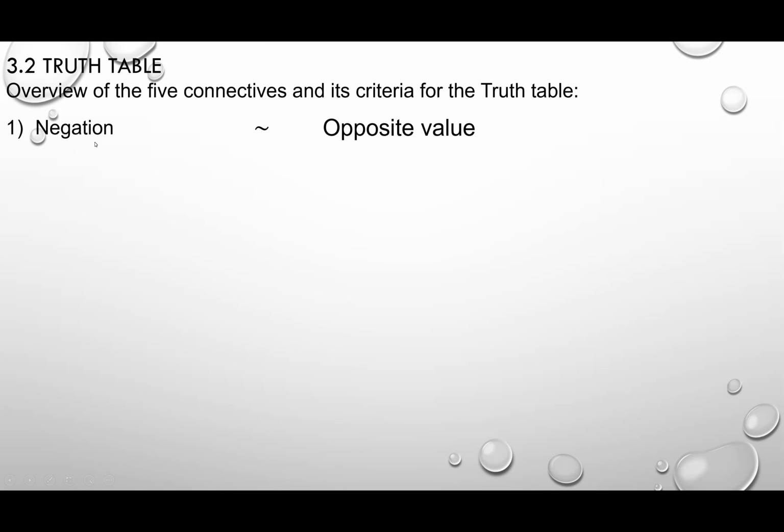And what is the truth table related to the negation? Well, the truth table for negation is basically the opposite value. If your statement is true, the negation will be false. If your statement is false, the negation is true.